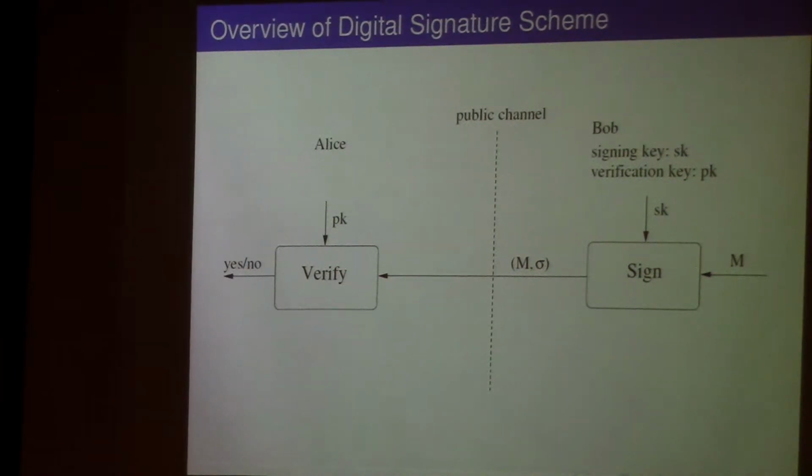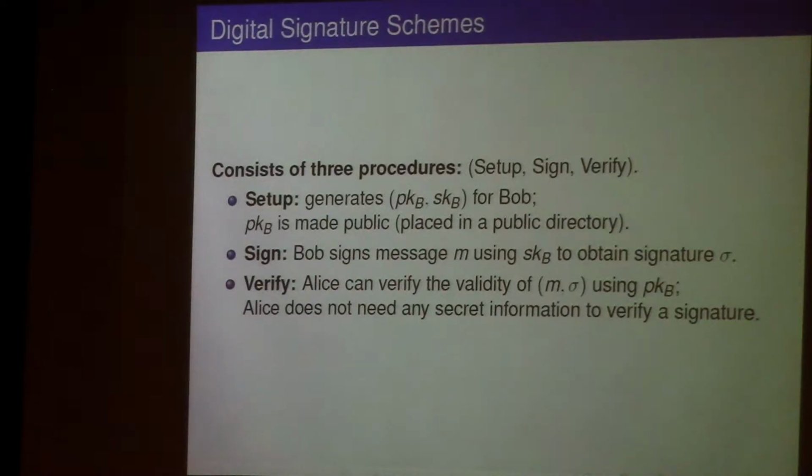So Bob signs a message, and that is done in the setting of public key cryptosystem, where there is a public key which is available to everybody, and there is a signing key which is available only to Bob. So a digital signature scheme will consist of three procedures. There is a setup procedure which generates the public key and the secret key for Bob. This public key is made public. It is placed in a public directory. Everybody gets to know it.